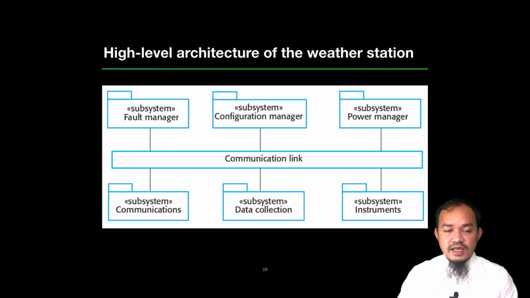analysis and design again in that subsystem, because the subsystem is another system itself, right? In the subsystem there is its own architecture design also. This is an example of the high-level architecture of the weather station. You look here, there are many subsystems, right, represented in terms of packages. Okay, package diagram.